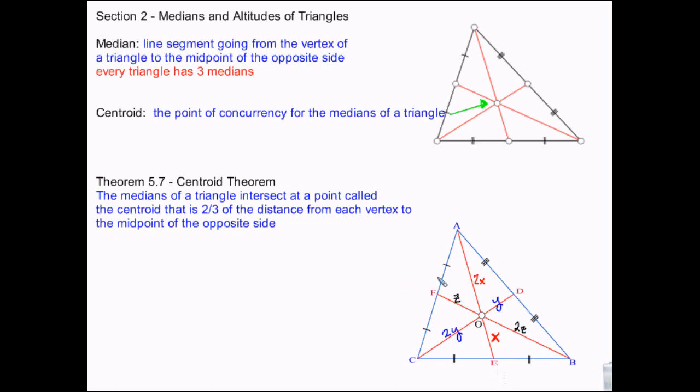Okay, because AO is 2/3 of the distance of AE, the whole thing. So if you broke this down in half, you'd have one half that's another x and another x. So you'd have 3 x's, and this is 2 of them, 2/3. CO is 2/3 of CD. And BO is 2/3 of BF.